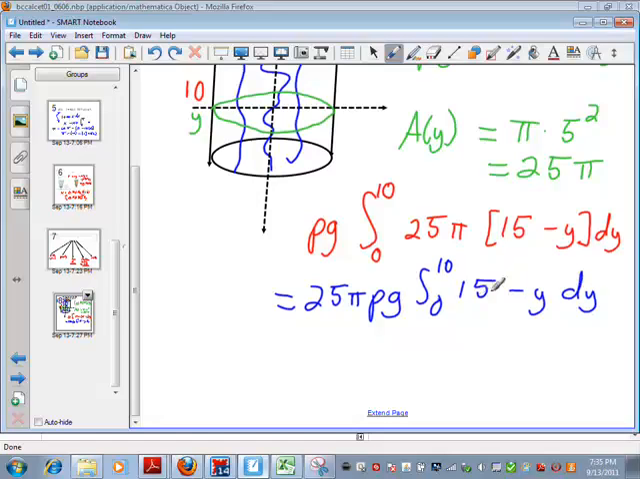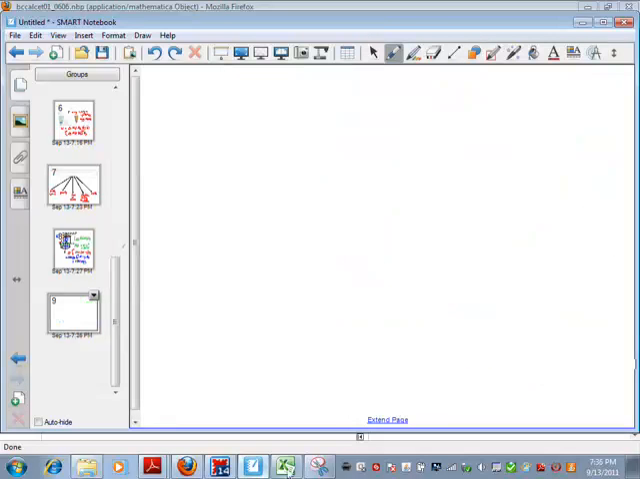Okay, so 15y minus 1/2 y squared, evaluated at 10, I think it's 100. Did you get 100? Can always count on you. So this is 2,500 pi rho g, whatever those constants are. Questions about this?